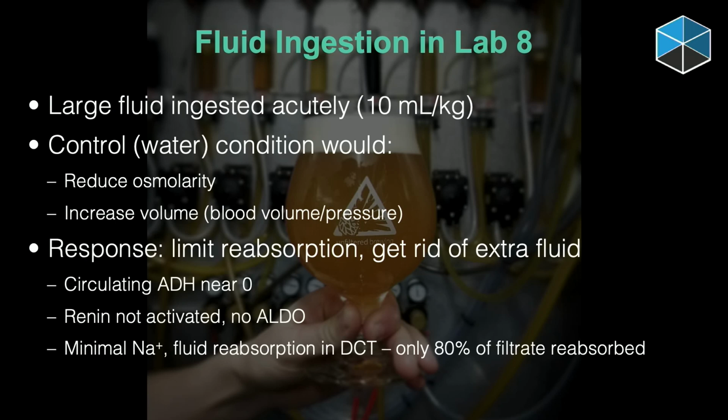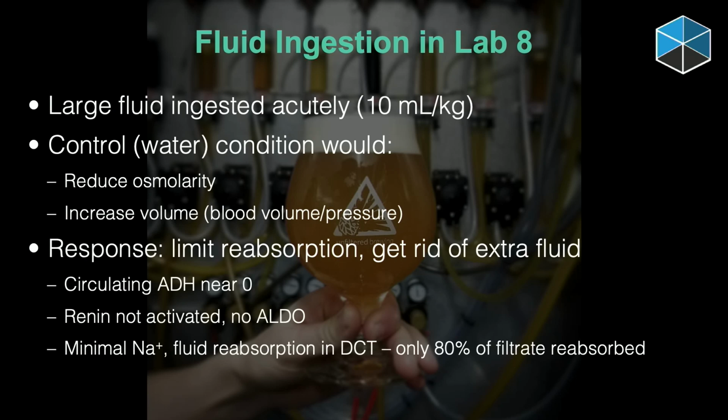But how do we achieve that? How do we limit reabsorption? How do we get rid of the extra fluid? It's not a crisis, but the signal is to produce more dilute urine. And that's what we're going to talk about more in depth today. So things like ADH aren't released.